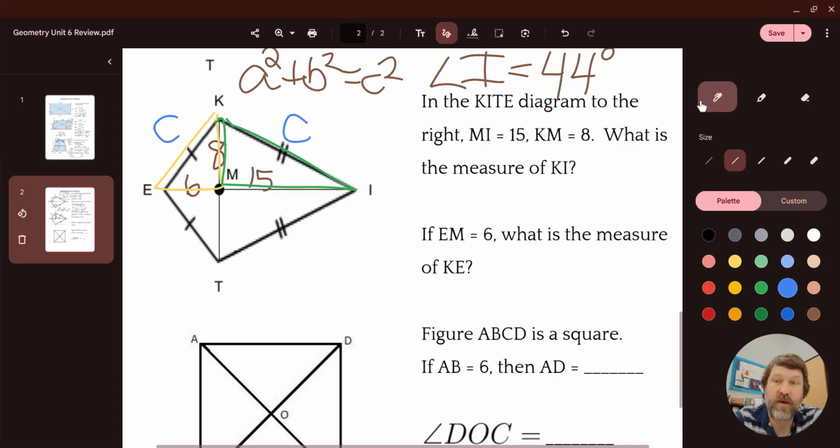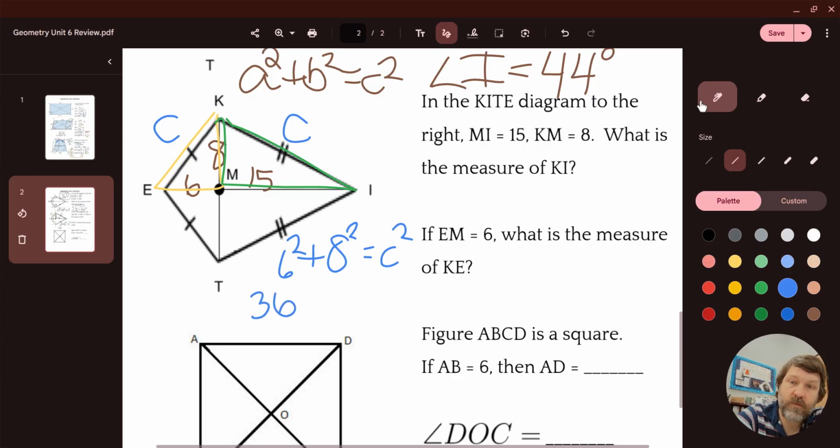So you're going to find the C value for the yellow triangle, and you're going to find the C value for the green triangle. So I'm not going to go through all of it, but I'll show the yellow triangle as an example. So you're going to do 6 squared plus 8 squared equals C squared. 6 squared is 36. 8 squared is 64. 64 plus 36 is 100. So 100 equals C squared.